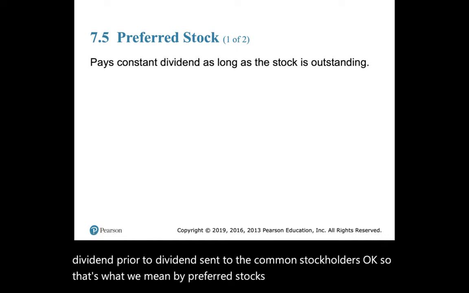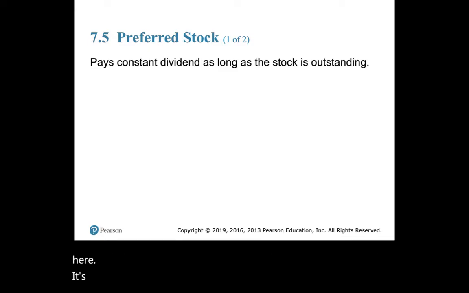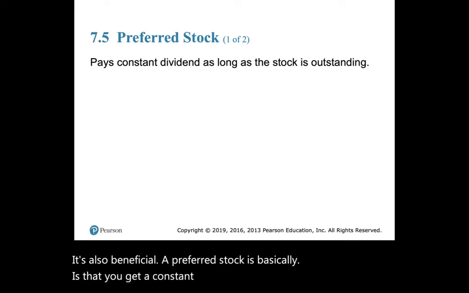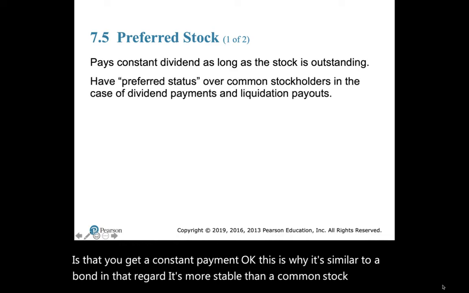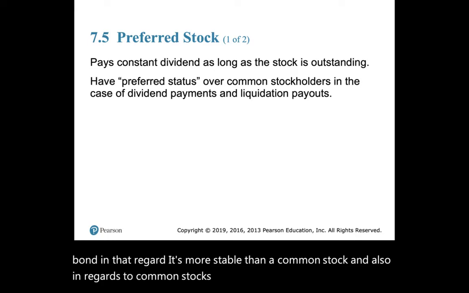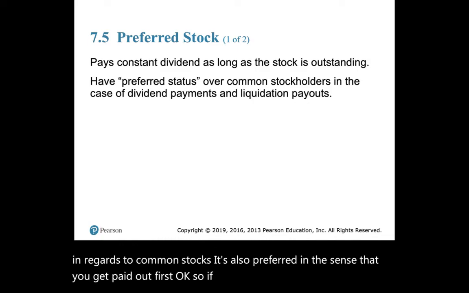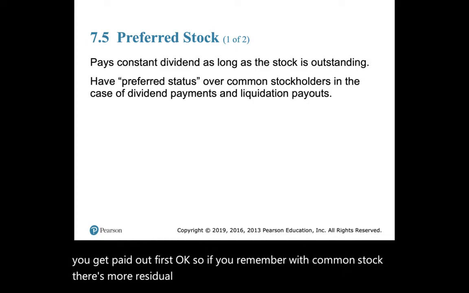So let's say a few things here, okay? What's also beneficial about preferred stock is that you get a constant payment. Okay, so this is why it's similar to a bond in that regard. It's more stable than a common stock. Okay, and also in regards to common stocks, it's preferred in the sense that you get paid out first. Okay, so if you remember with common stock, there's more residual rights. Preferred have the priority of getting paid before the common stocks.